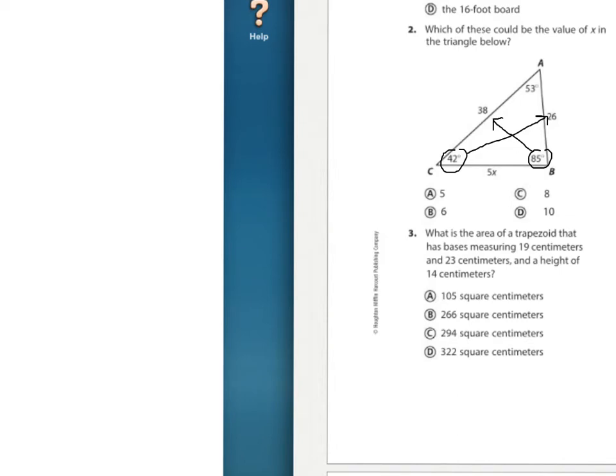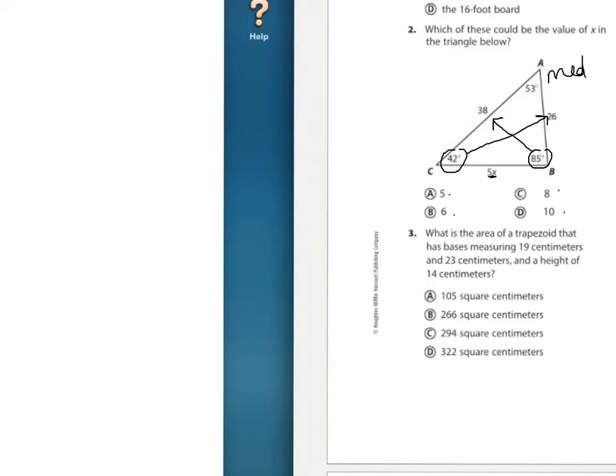This is my medium angle. And so my length needs to be the medium length. It needs to be in between 38 and 26. So we have 5 times x, 5 times a number. That means we're going to take 5 times these answer choices, and our answer has to be in between 38 and 26 because it's the middle length.